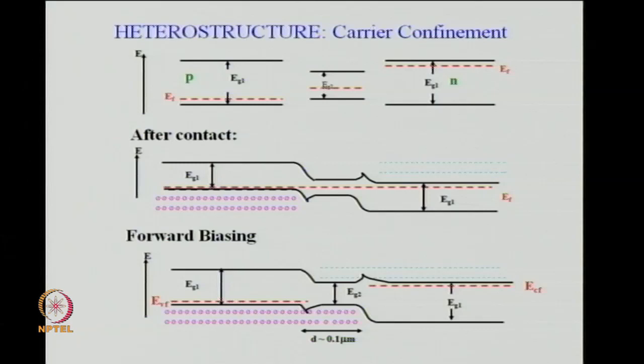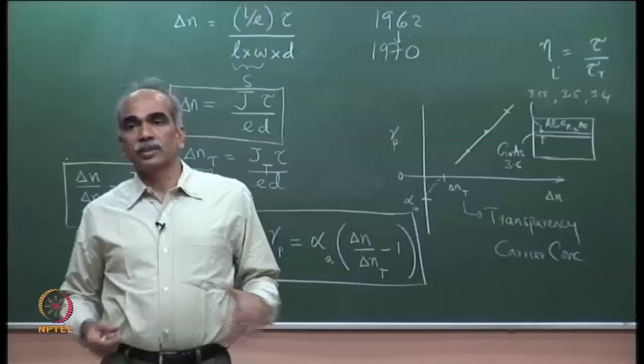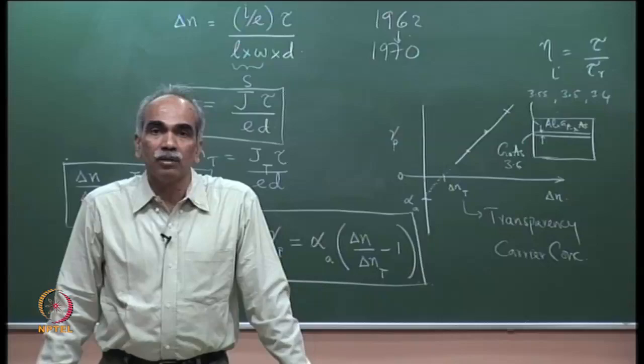And it is delta N which will determine the separation between the Fermi levels. Therefore, as we discussed earlier, even by passing a moderate or small current, you are able to get the separation between the Fermi levels very large.